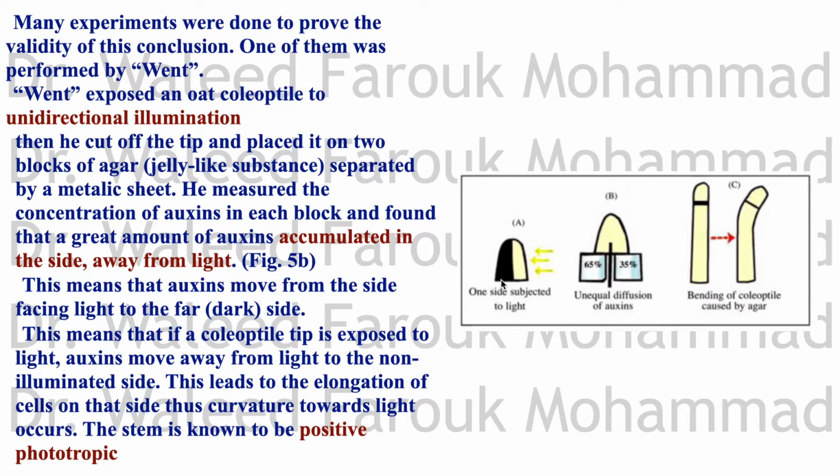The auxins, when moving away from the light to the non-illuminated side, lead to elongation of cells on that side, which is the non-illuminated side. Thus, curvature towards light occurs.